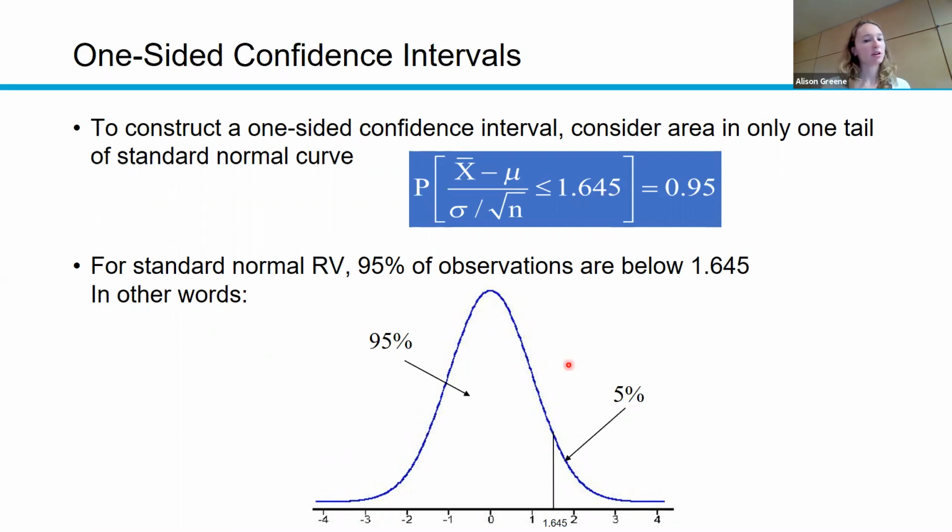In this situation, the only thing that's different is you're now going to find the z-score or the other test statistic that's associated with 5% to the right and 95% to the left. And then you're only going to add. Instead of doing the confidence interval where you plus and minus, you're just going to add and get that upper bound.